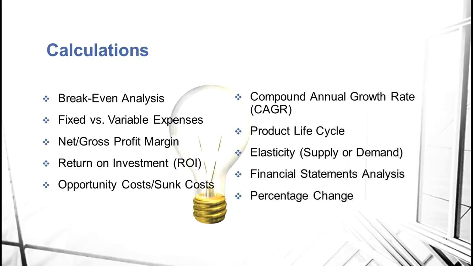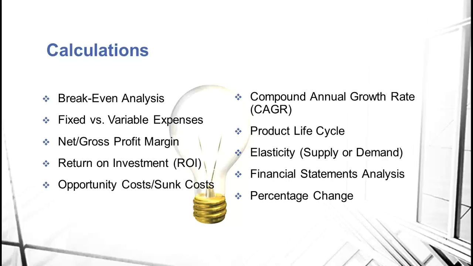So I just want to rehash some of the calculations that I introduced in the first workshop. These come up time and time again, and I called them out because I just see them across the board in almost every case in some form or fashion. So we have the break-even analysis. We have fixed and variable expenses. Those are terms that you should be very familiar with. We have the difference between net and gross profit margin. So understand the idea of a profit margin and also understand the difference between a net amount and a gross amount. Return on investment, this is a very key calculation.